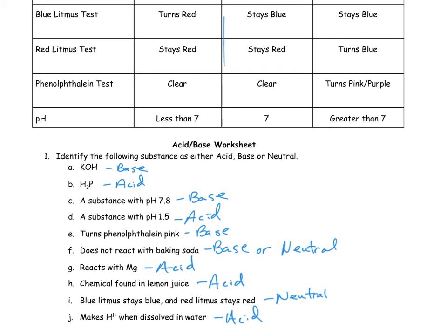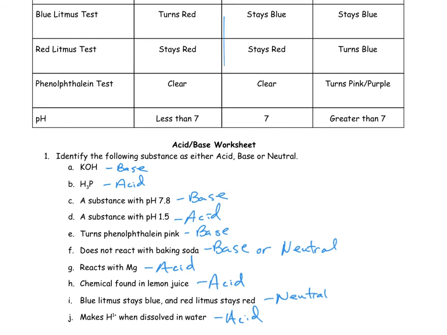For question C and D, we're just using pH. If we have a pH that's greater than 7, like 7.8, then that's a base. But if it's less than 7, then it's an acid. Any chemical that changes phenolphthalein pink is known as a base. If it does not react with baking soda, it could either be a base or it could be something neutral.